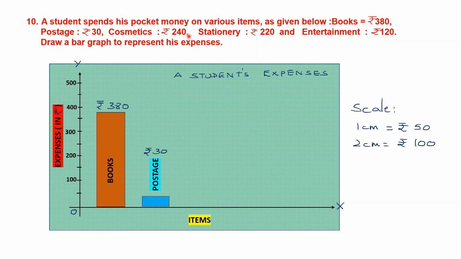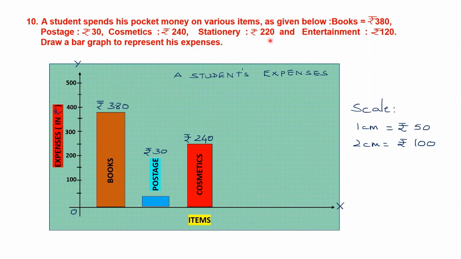Now let's go on to the third one. Cosmetics is 240. So look out for 200 first and then 250. So 240 is below that. Two little lines below that will be 240. So let's draw our next bar. Next bar is this. It's going up to 240. Do it with the help of your ruler. And now this is standing for cosmetics. The expenditure is 240 rupees.